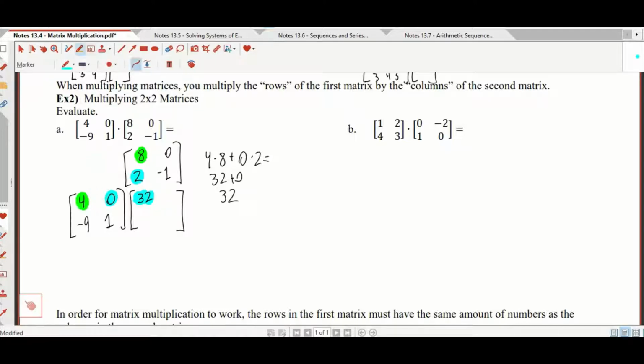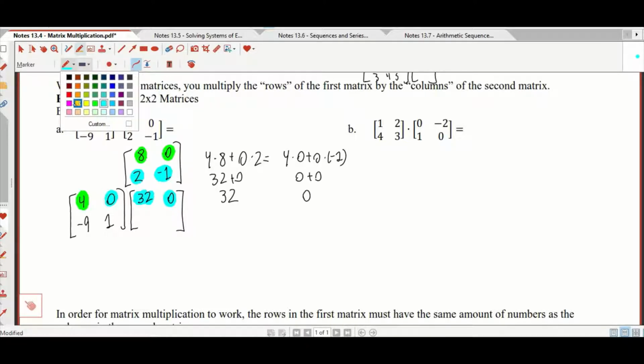Now we're going to go 4 times 0 plus 0 times negative 1. See what I've done there? I've multiplied the first row by the second column to get what goes here. And that's going to be 4 times 0 plus 0 times negative 1, which is 0 plus 0, which is 0. So that's a 0.